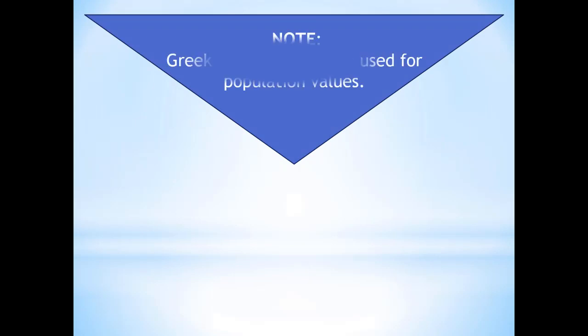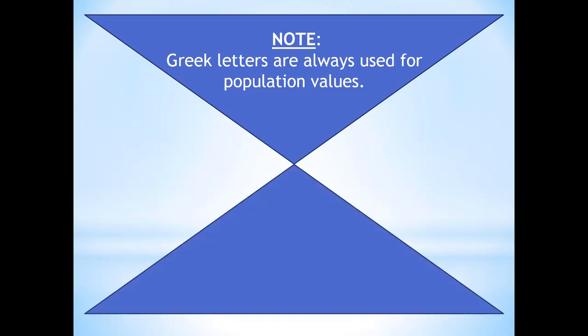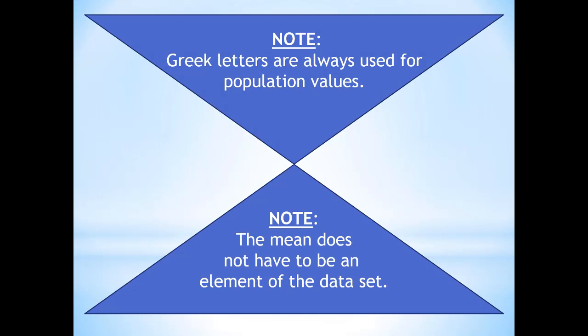So we have two notes here. The first note says Greek letters are always used for population values. So we'll be learning several different population values as we move forward, and those are going to use Greek letters as their symbols. The second note is that the mean does not have to be an element of the data set. So there's no rule that says if you find the mean of 100 numbers, that the value of the mean has to be one of those 100 numbers. As a matter of fact, frequently it isn't. It can be, but it doesn't have to be.